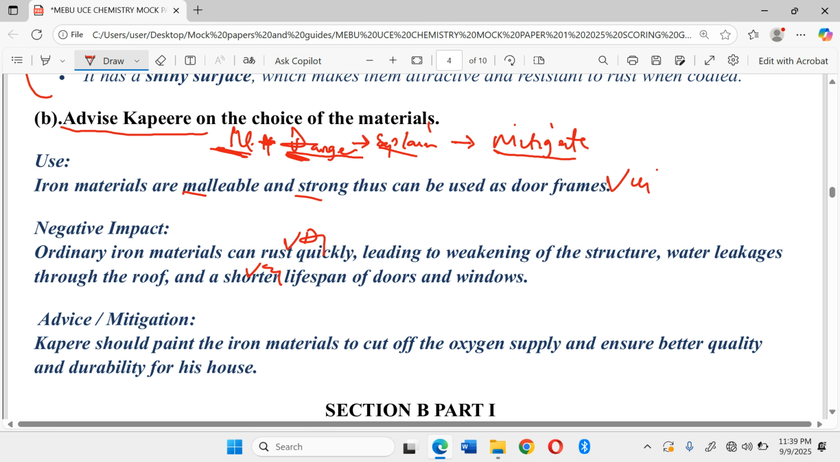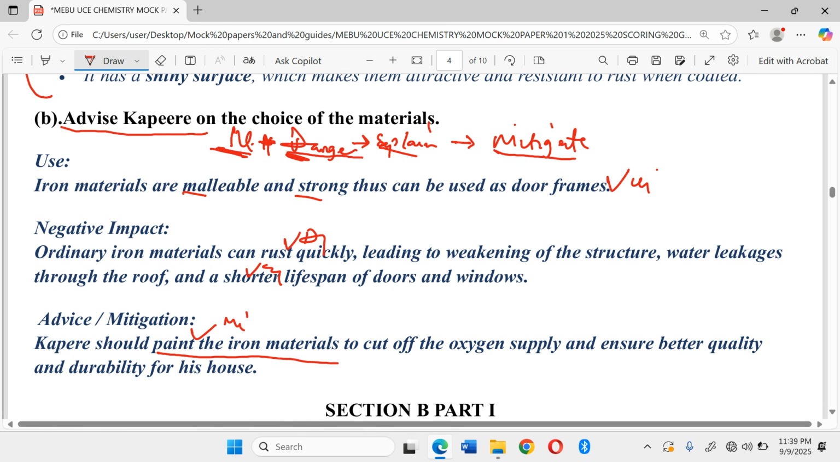And then advice or mitigation. Capelli should paint. Are you seeing the advice you're giving him? Should paint the iron materials to cut off the oxygen supply and ensure better quality and durability of his work.